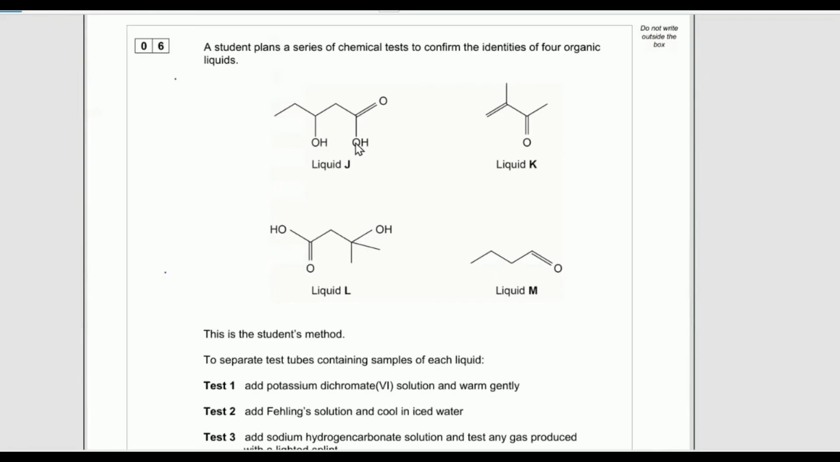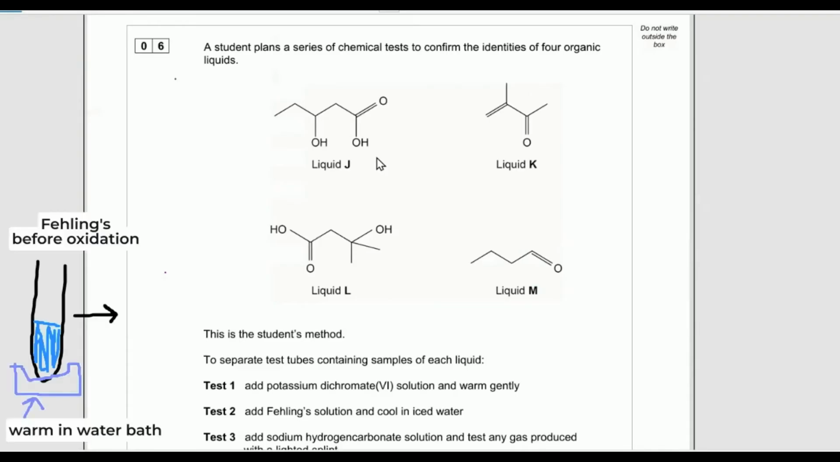Now, Fehling's solution tests for aldehydes. So we don't have an aldehyde in J, we don't have an aldehyde in K, and we don't have an aldehyde in L. M has an aldehyde, so we're going to get a positive result. And Fehling's solution is like Benedict's from GCSE when you test for glucose. It's blue and it forms a red precipitate with aldehydes as it oxidizes the aldehyde to a carboxylic acid. So let's write.